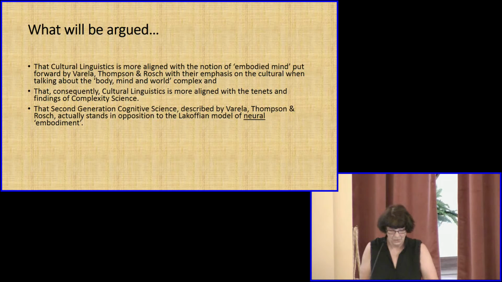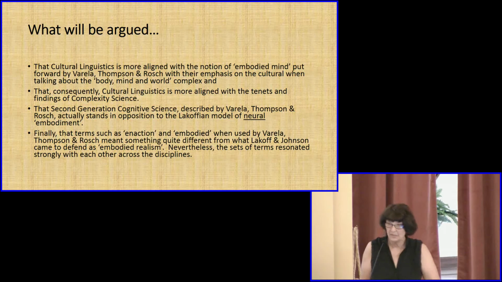I'll argue that second generation cognitive science described by Varela, Thompson, and Rosch, keep in mind these are like the founders of the notion of the embodied mind, actually stand in opposition to the Lakoffian model of neural embodiment. Finally, that terms such as enaction and embodied, when used by Varela, Thompson, and Rosch, meant something quite different from what Lakoff and Johnson came to defend as embodied realism. Nevertheless, the set of terms resonated strongly with each other across the disciplines.